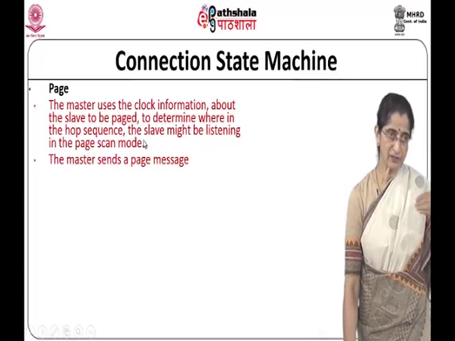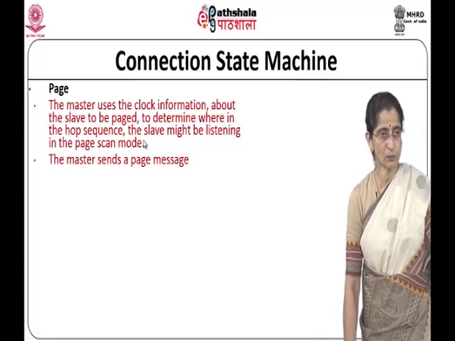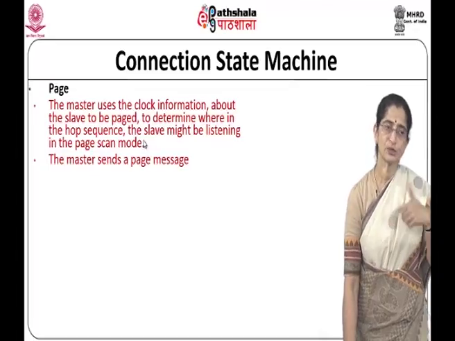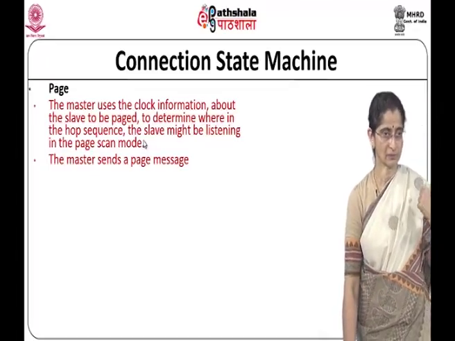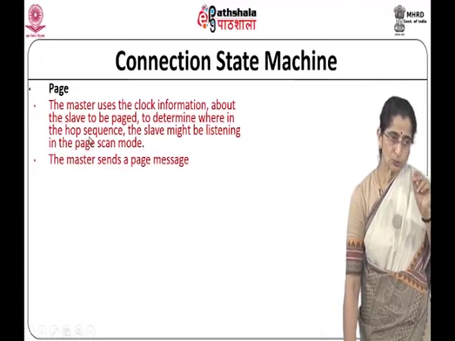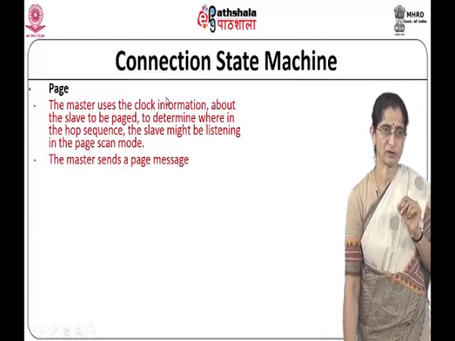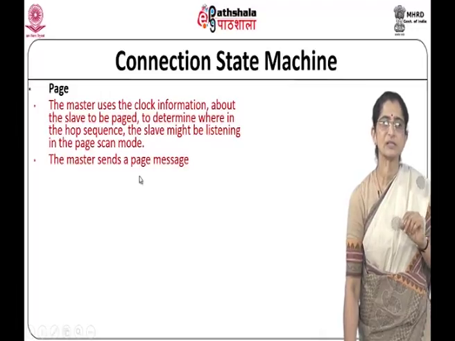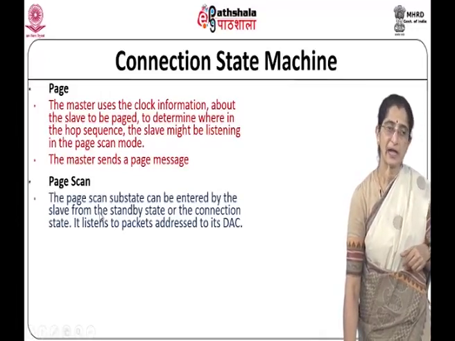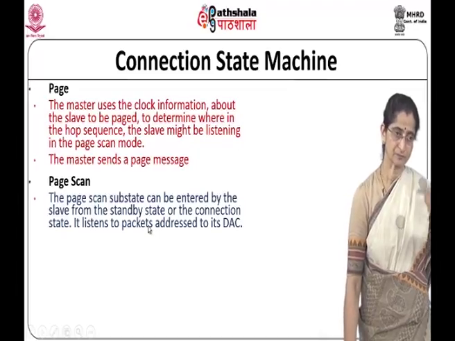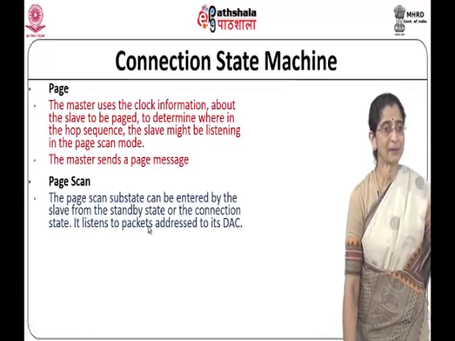Now, remember, there is a sequence of frequencies that are used. So, you need to know on which hop sequence the slave is going to connect to the master. Okay. So, that information is obtained from this clock information. The master now will send a page message after it has determined that, and the slave will be in what is called a page scan mode.